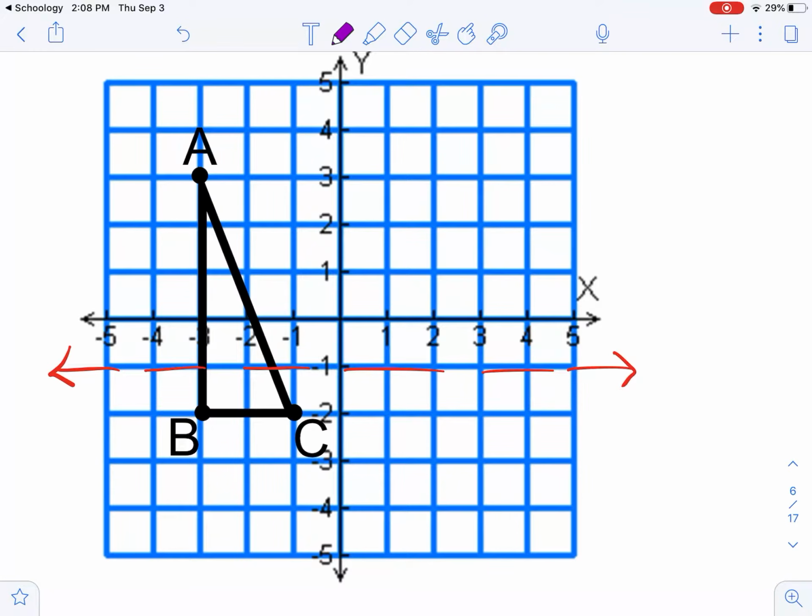Okay, so A, if you look at it in comparison to the line, A is 1, 2, 3, 4 above the line. So I'm going to go 1, 2, 3, 4 below the line. B is 1 below the line, so I'm going to go 1 above the line, B prime. C is 1 below the line, so I'm going to go 1 above the line. I'm going to connect my points.